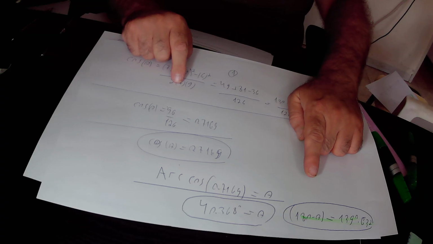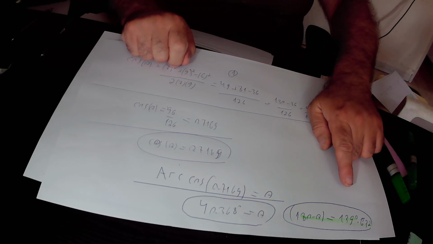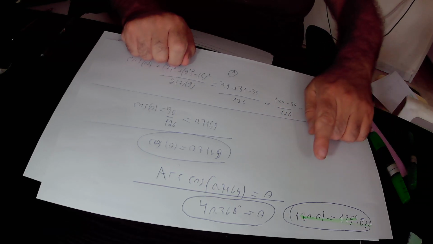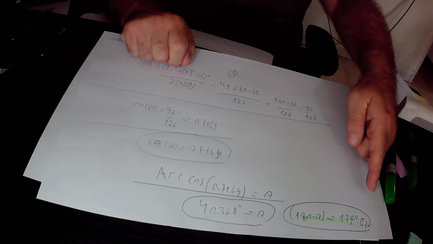And therefore 180 degrees minus theta equals 180 degrees minus 40.368 degrees, that is 139.632 degrees. Again, in total we have found that 180 degrees minus theta equals 139.632 degrees.